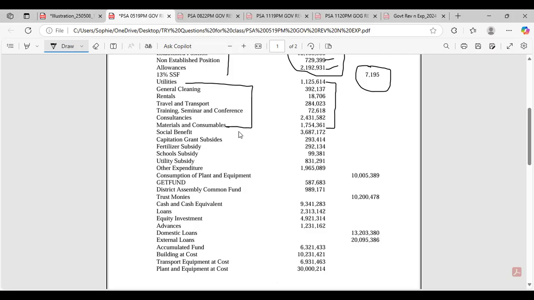Okay, continue. Social benefits. And then what? Capitation grant, subsidies. So these two will also fall under social benefits. So that is another classification of expenditure. Continue from fertilizer subsidy. Fertilizer subsidy, school subsidy, utility subsidy. So this one will fall under what? Subsidy. Subsidy is also another heading or classification of expenditure.